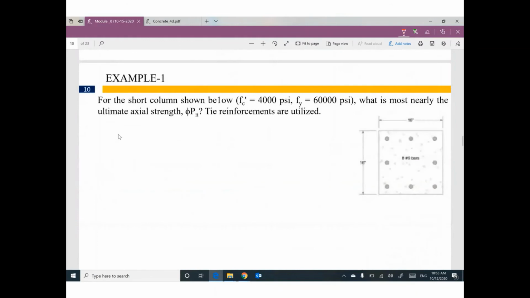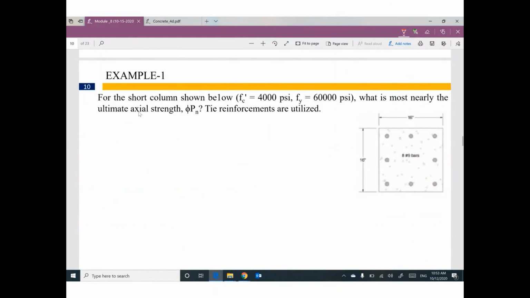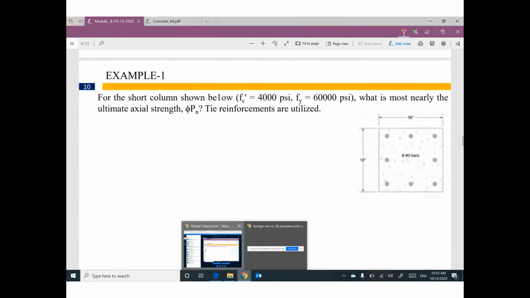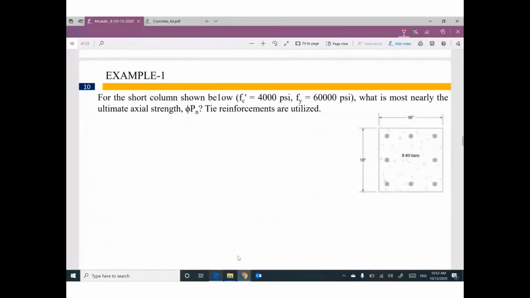Let's do this example. It's a very simple example. For the short column shown below, we have a short column, 16 times 16 inch. We have how many bars? 8, number 9 bars. F prime C is 4,000. F yield is 60,000 PSI. What is the ultimate axial strength, phi Pn, of this column?